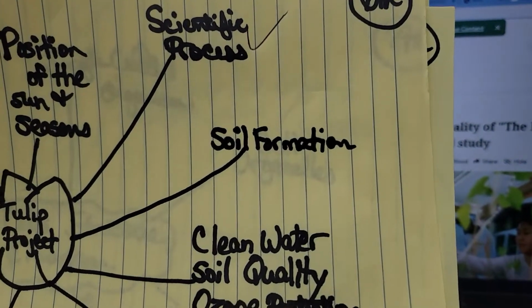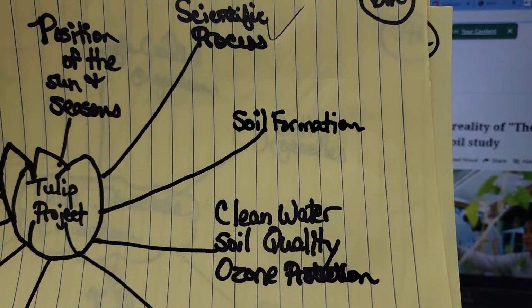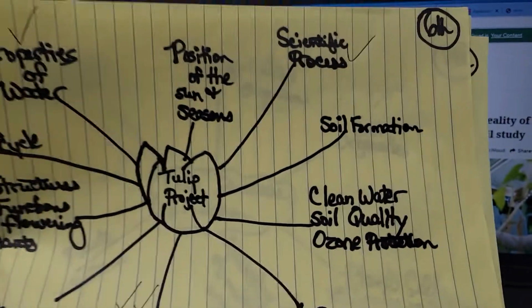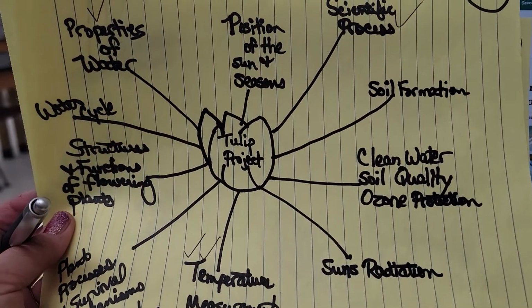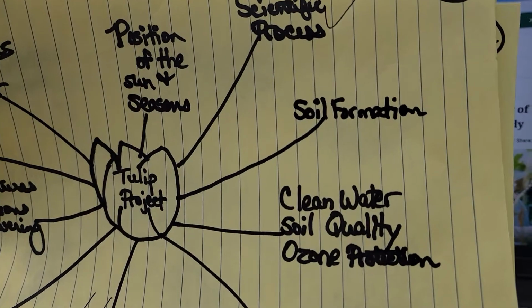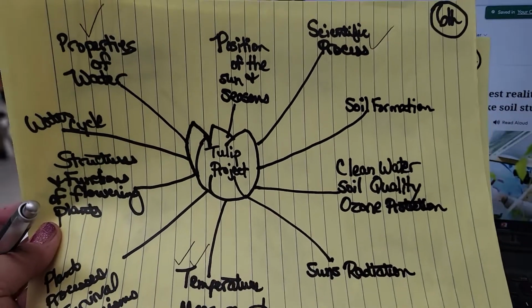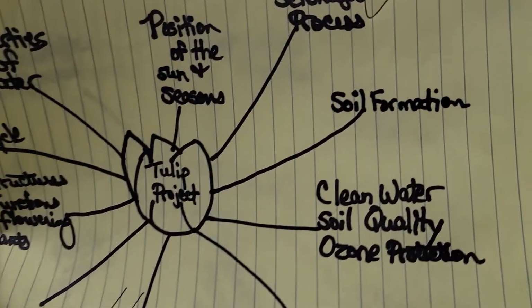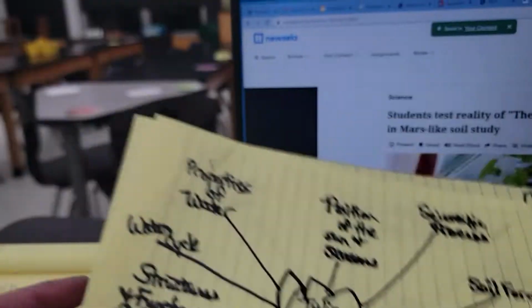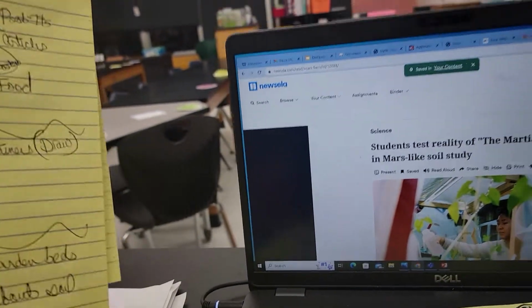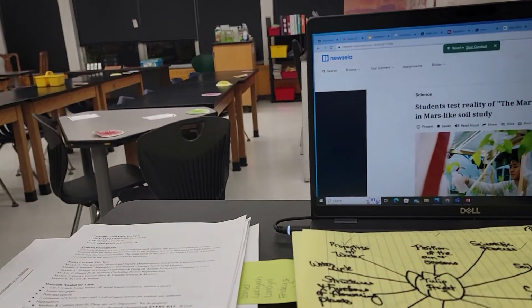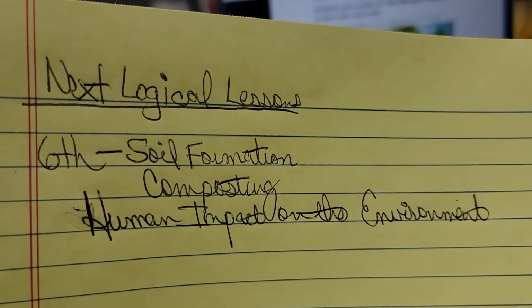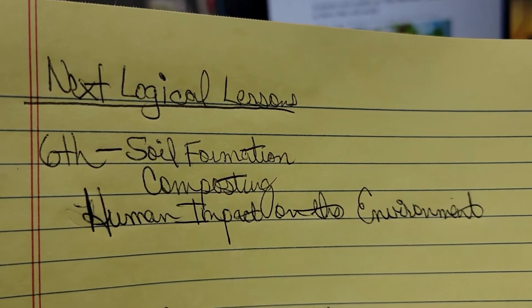So our next logical place to jump to is soil formation, which is actually a different section of our standard. So by doing this as a thematic project, I'm kind of skipping around in our standards, but it's actually pretty cool because it all goes together. So students are getting a really good overview and tying it back to this one thing. So this week, my next logical place to go is soil formation, composting, and human impacts on the environment. So that's what my week is all going to be about.